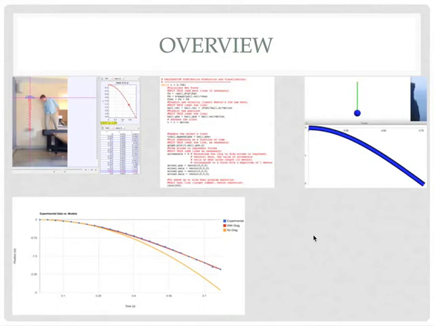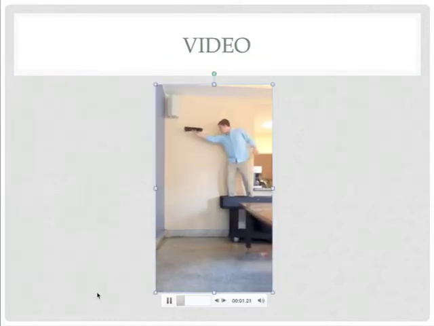You will see that by calculating the force of gravity and the drag force and applying them to Newton's second law, we can accurately calculate the motion of a falling object. Here is the original video of Andy dropping the computer case.